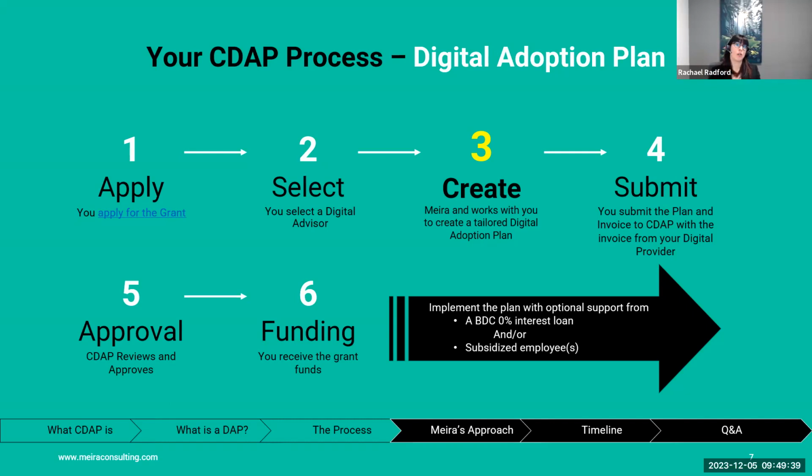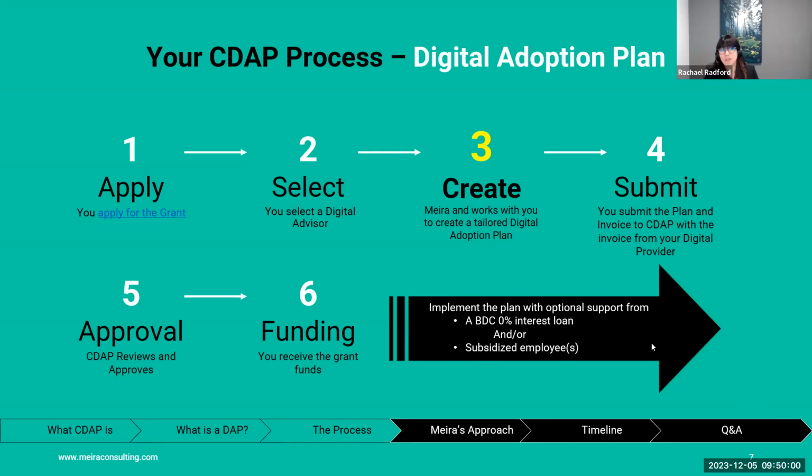The $15,000 gets deposited directly into your bank account. And for our clients, we give the invoice at the end in the hopes that that lines up with when they're receiving the funding so that you're not in a cash flow pinch. So that's kind of why we do the invoicing at the end in our process, at least. Other digital advisors might do it differently.